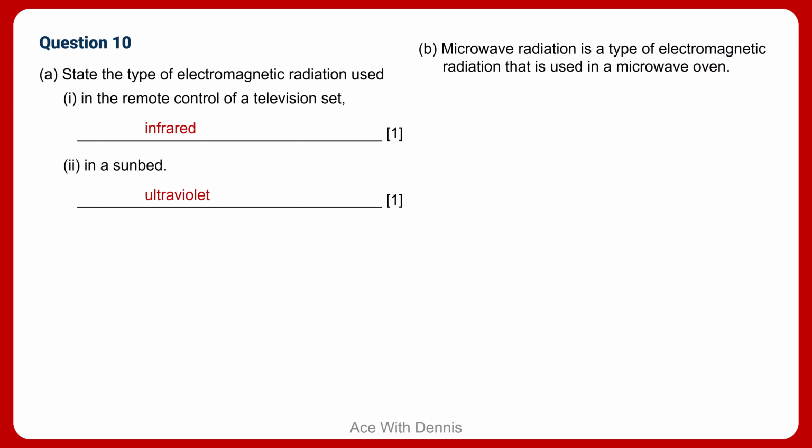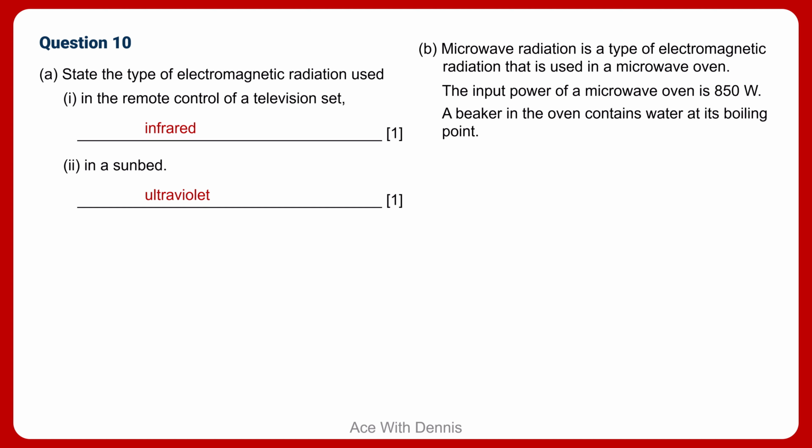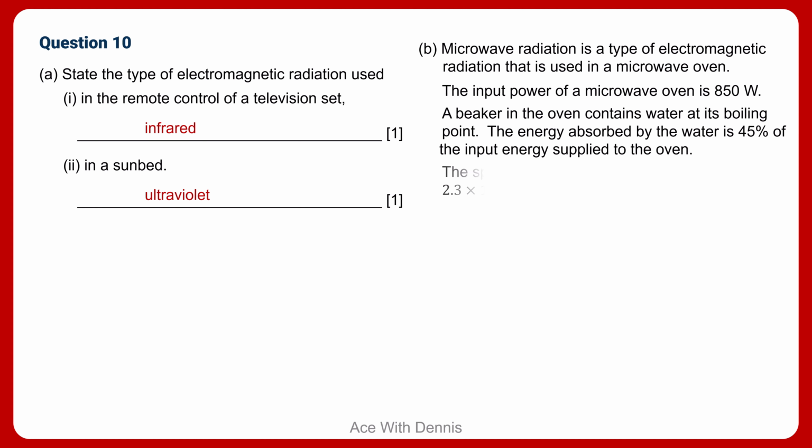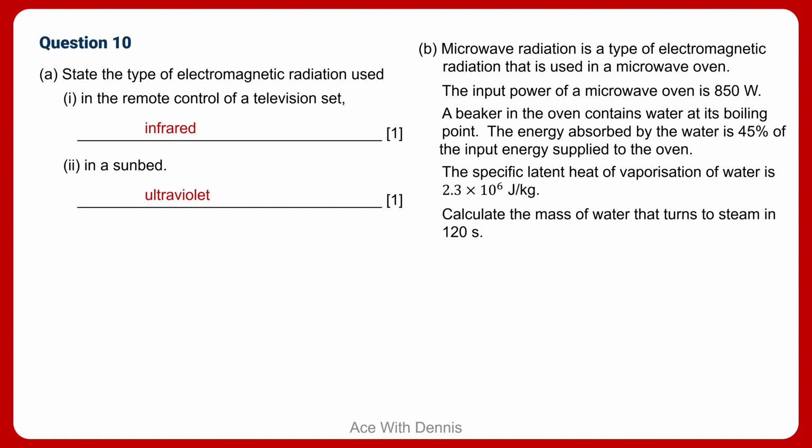B. Microwave radiation is a type of electromagnetic radiation that is used in a microwave oven. The input power of a microwave oven is 850 watts. A beaker in the oven contains water at its boiling point. The energy absorbed by the water is 45% of the input energy supplied to the oven. The specific latent heat of vaporization of water is 2.3 times 10 to the power of 6 joules per kg. Calculate the mass of water that turns to steam in 120 seconds. 3 marks.